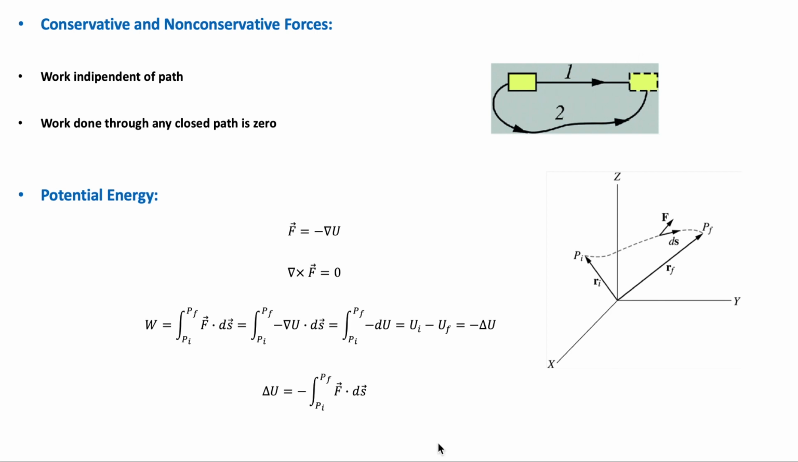So as mentioned previously, for every conservative force, there is a potential energy associated with it, okay? So for a system consisting of two or more objects, the potential energy U of the system is the energy associated with the configuration of the system. So the potential energy is the energy associated with the position of objects in the system relative to each other. So if the configuration of the system is changed, then the potential energy of that system will also change.